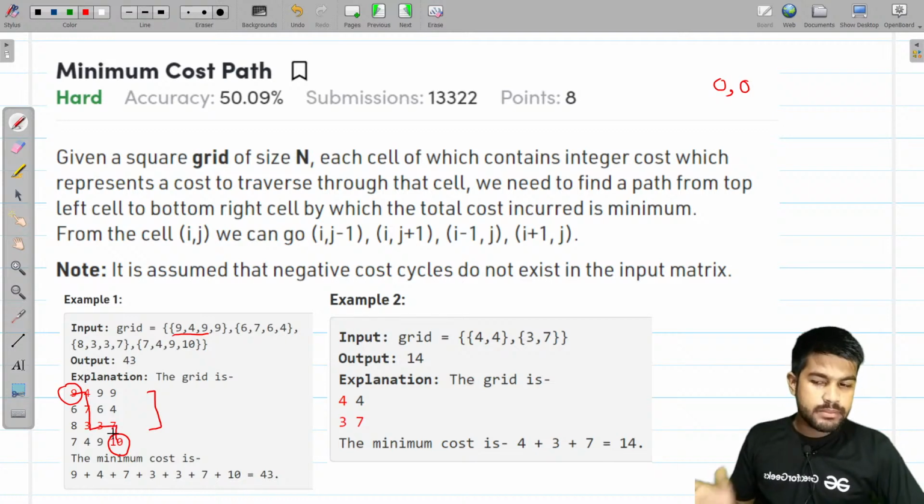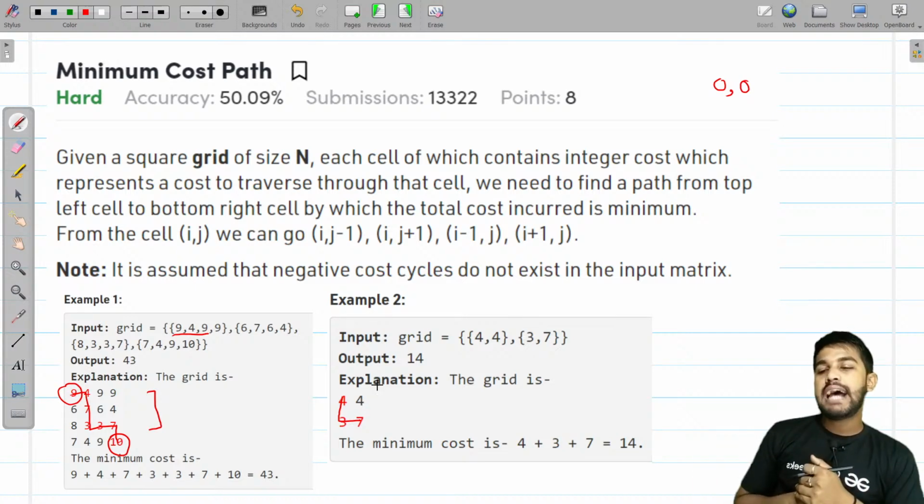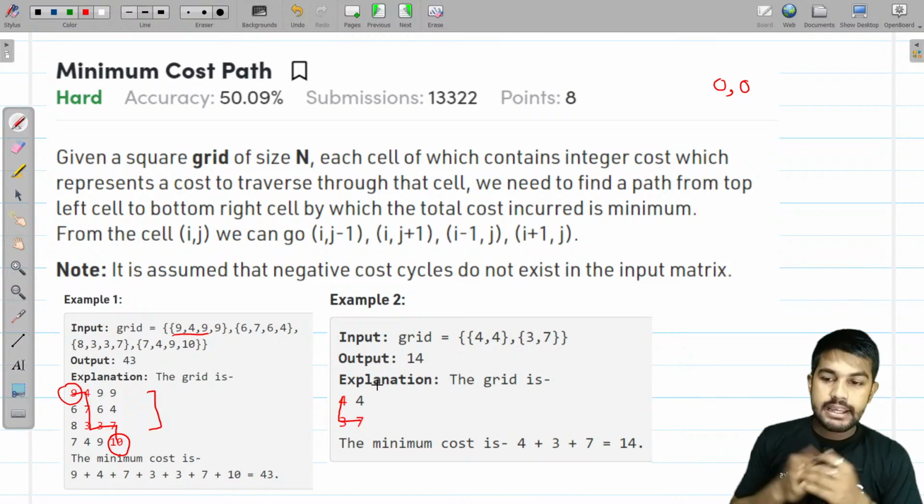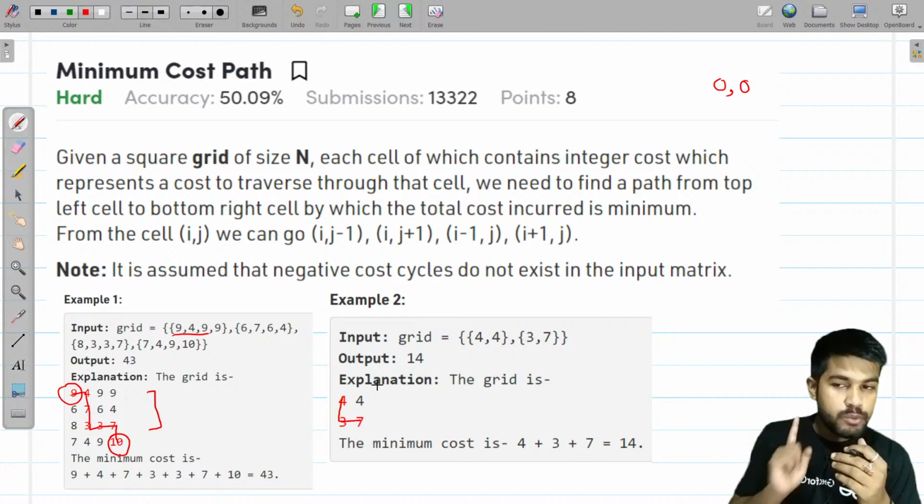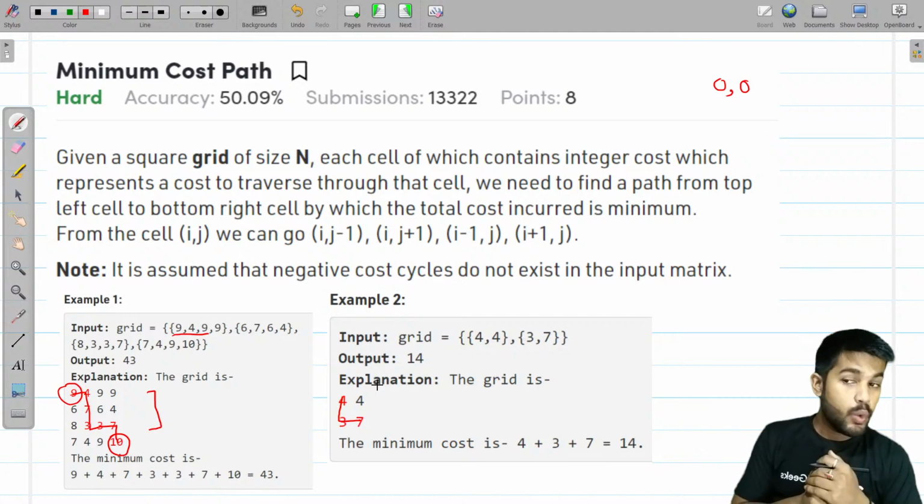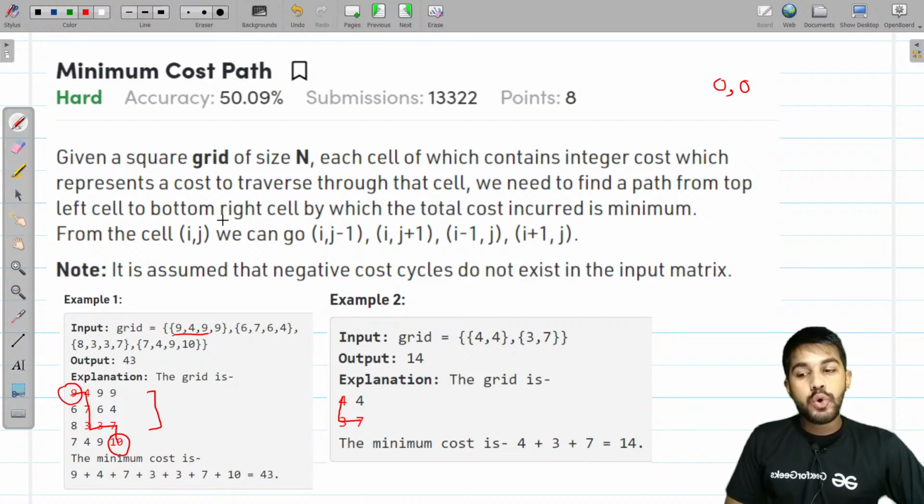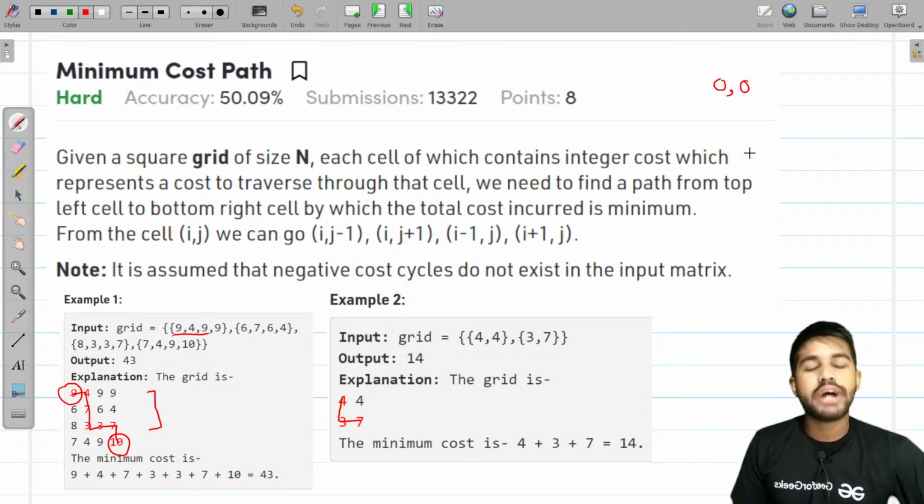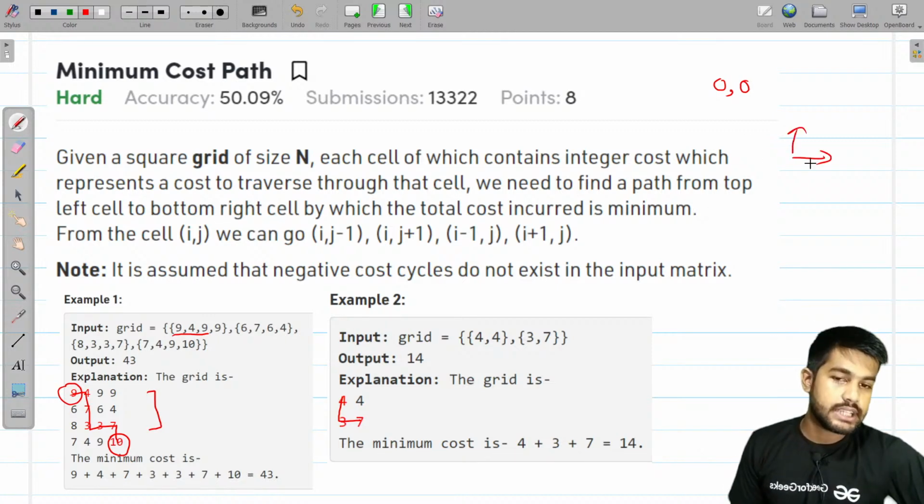Why is this minimum? You can see it, because explaining this would be a tough task. But the main thing is, I don't know if you have solved that question or not. There is one more variation of this question, where you can move in only two directions, either this side or this side.